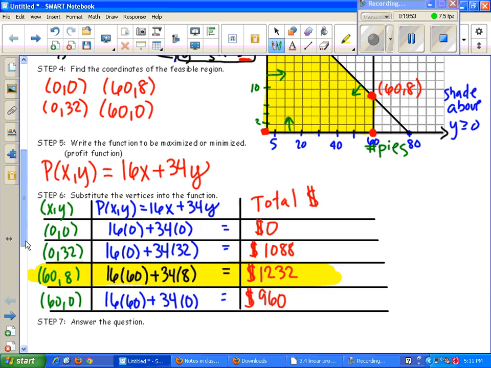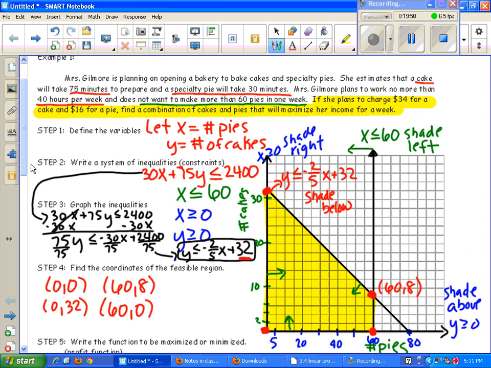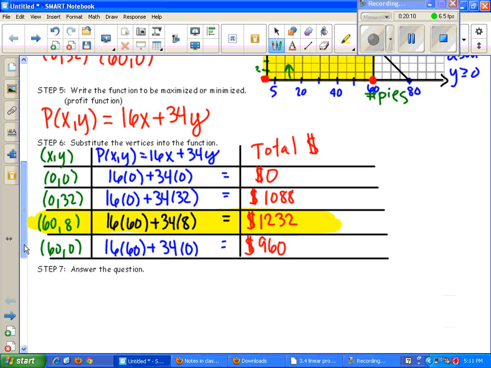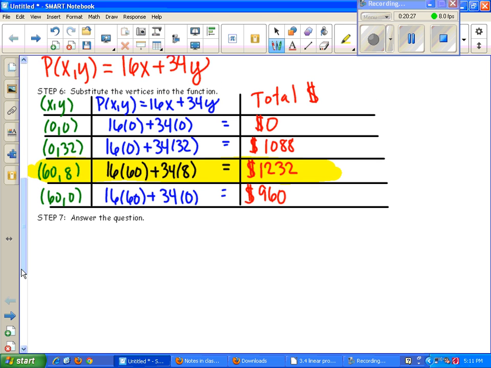And then step 7 says we want to answer the question. So let's go back up and see what the question was. It says, if she plans to charge $34 for a cake and $16 for a pie, find a combination of cakes and pies that will maximize her income for the week. So we just found that, which was 60, 8, which gave me $1,232, which would be the maximum. Remember, X stands for the number of pies, Y stands for the number of cakes. So now we just need to answer the question, and of course, we're going to answer it in sentence form.